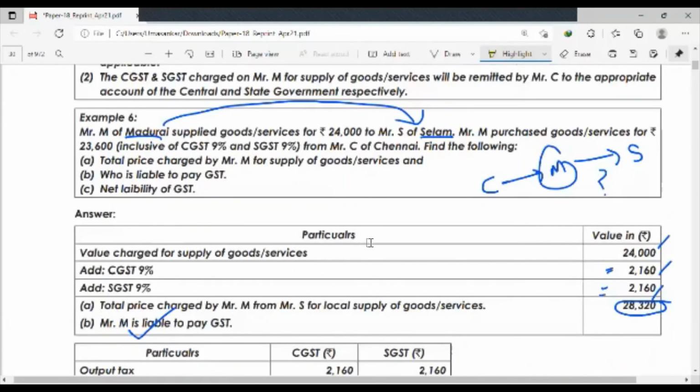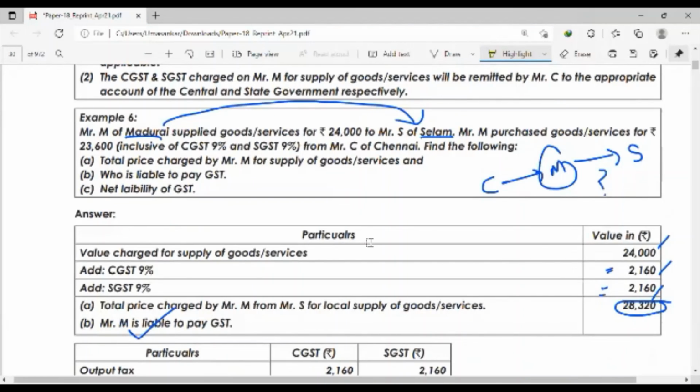Now we'll go to the next example, connecting to the above example. Recall, Mr. M of Madurai supplied goods for rupees 24,000 to Mr. S of Salem, and Mr. M purchased the goods for 23,600 from Mr. C. So C to M and M to S. Here we need to find the total price to be charged by Mr. M, who is liable to pay GST, and what is the net liability of GST.